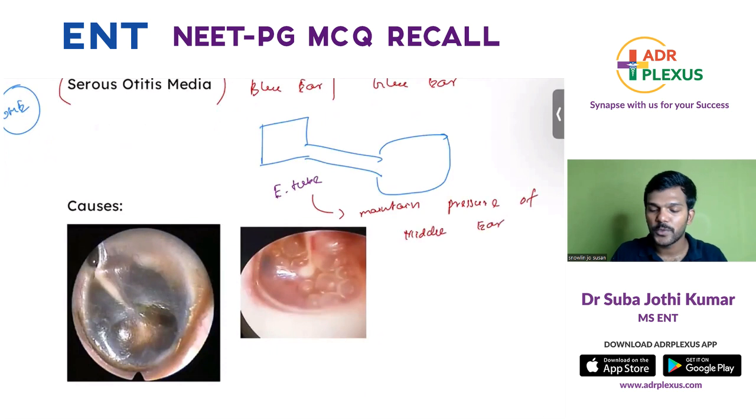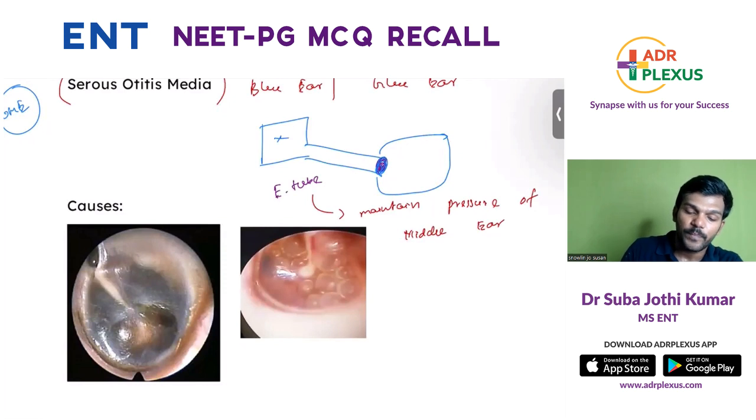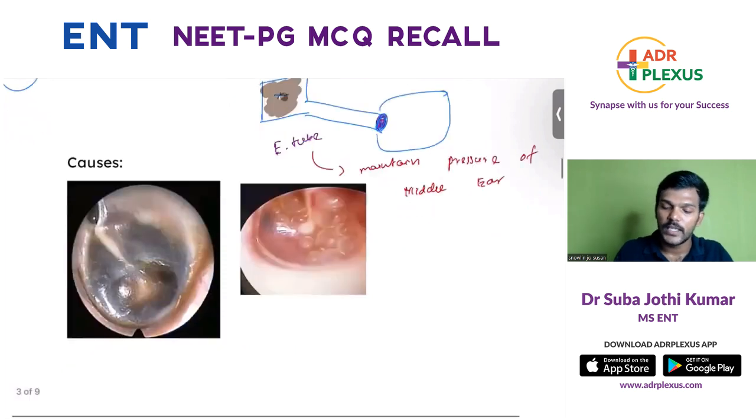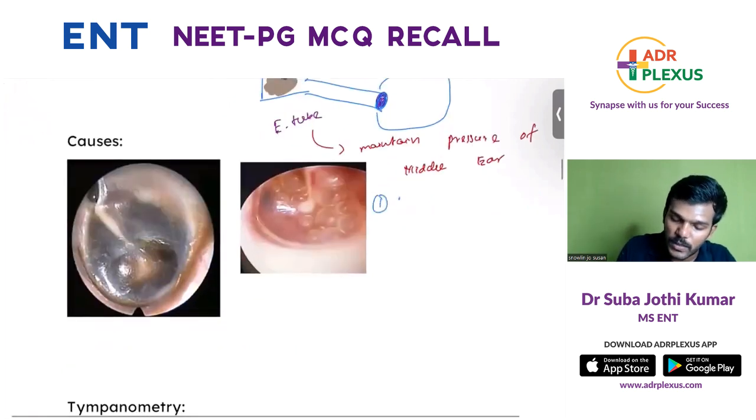While doing so, if there is some obstruction at the pharyngeal end of the tympanopharyngeal tube, that is the eustachian tube, there could be failure of maintaining the pressure of the middle ear. If there is a mass obstructing, or some eustachian tube dysfunction at the pharyngeal end of the eustachian tube, you could get serous fluid filling the middle ear. That is serous otitis media.